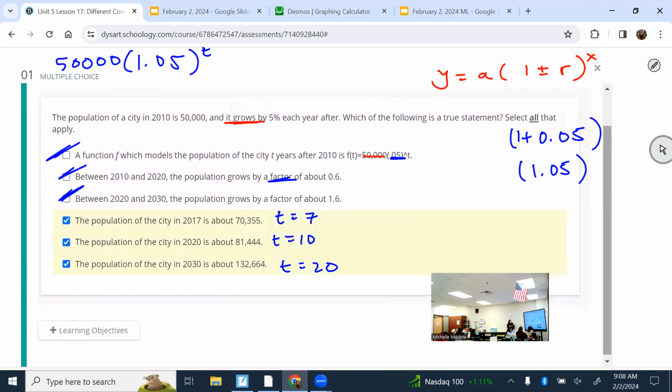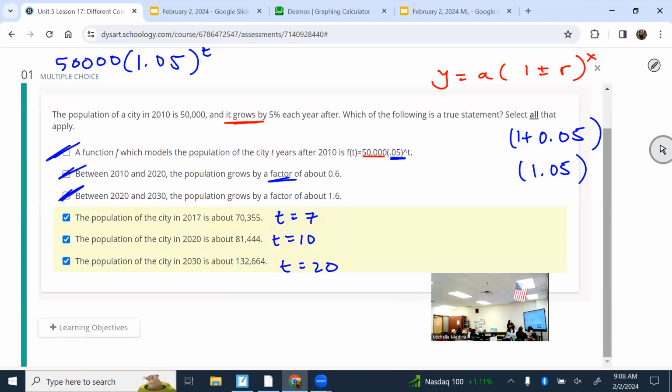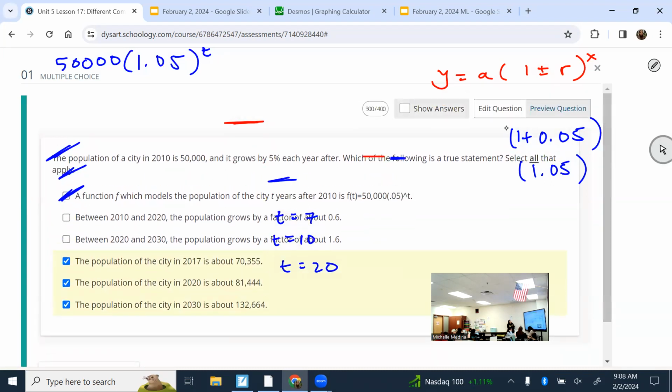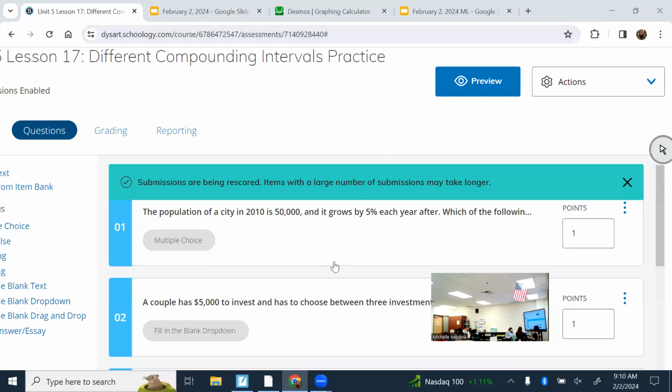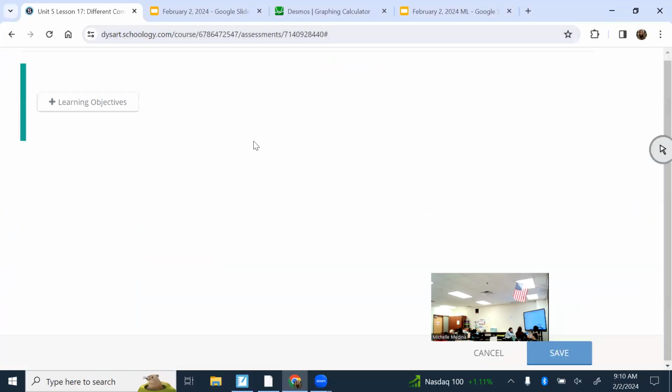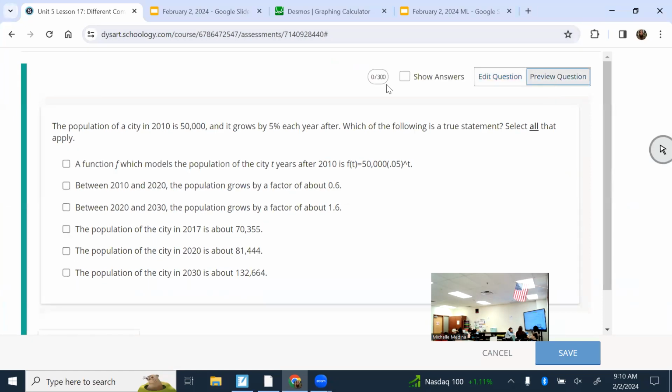It says I should pick one of these. I disagree, so let me see if that's an error on the key real quick. It'll take time to rescore, but it should have just been the 3 we said. It wasn't close enough to me, 1.6 when it's 1.05 for the growth factor.